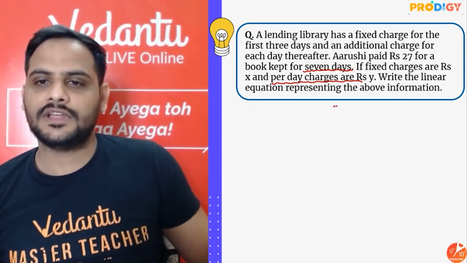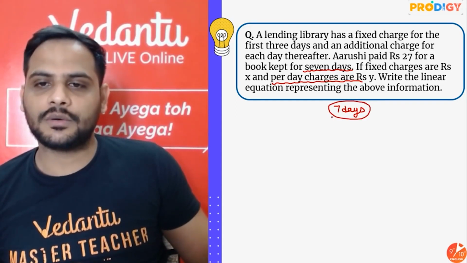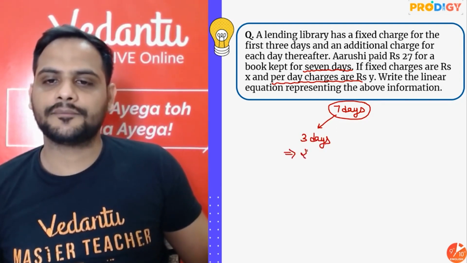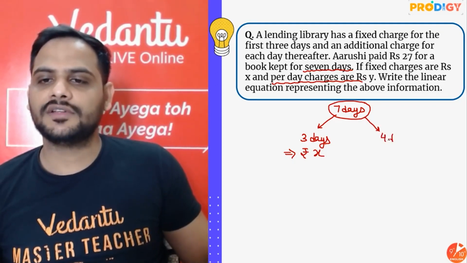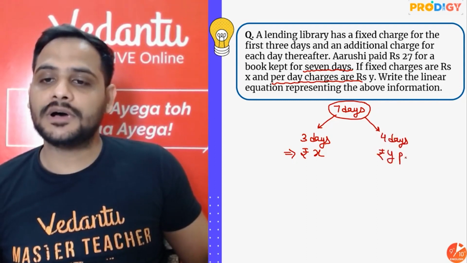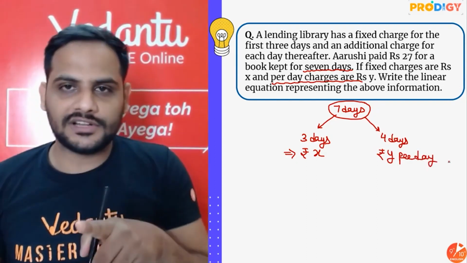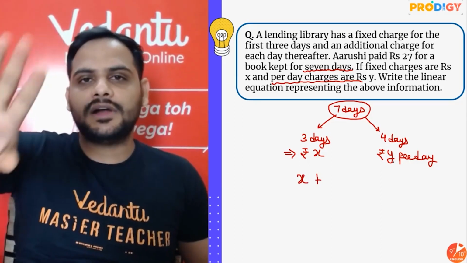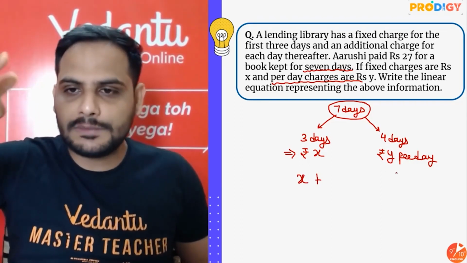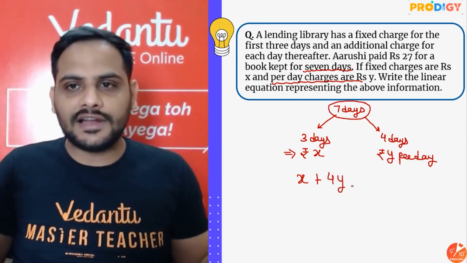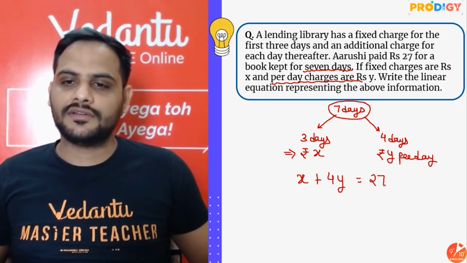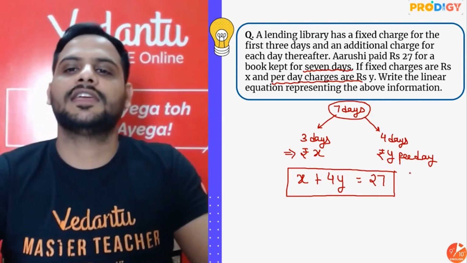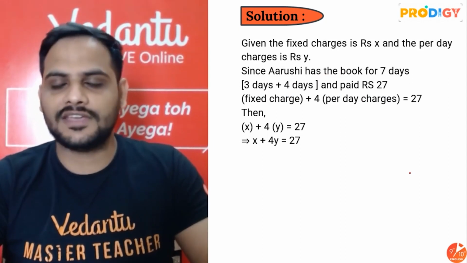So dekho beta, total there were 7 days. Out of the 7 days, for the first 3 days, you have already paid the fixed charges rupees X. And for the remaining 4 days, you are paying rupees Y per day. So I can say total charge. For the first 3 days, it is rupees X. Plus for the next 4 days, every day, per day rupees Y. So for 4 days, it will be 4 into Y. So X plus 4Y. This is the total charge, and total charge for Arushi is given as 27. So this is my equation. This is the linear equation stating this given information. Theek hai bacchon? Alright, x plus 4y is equal to 27.